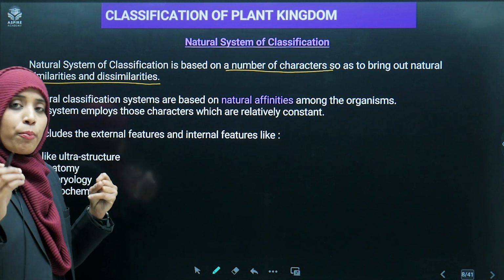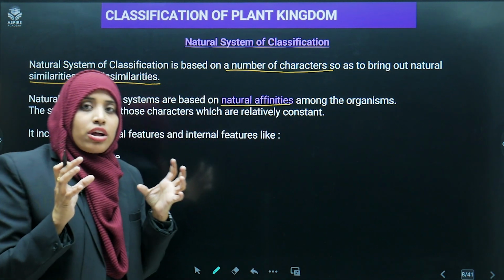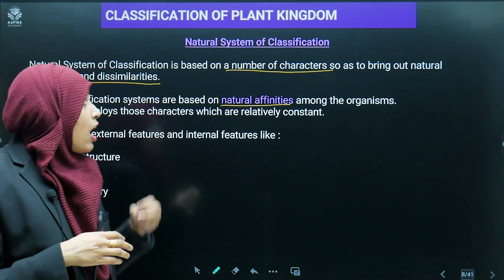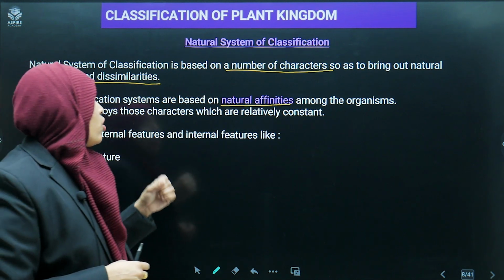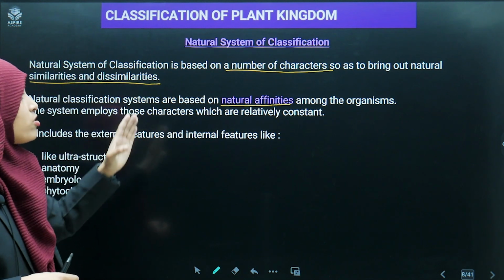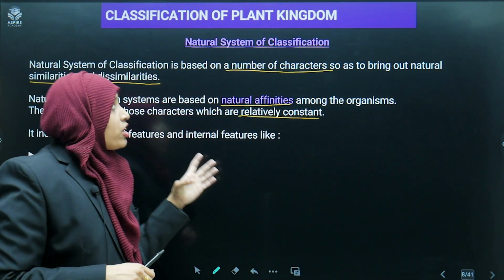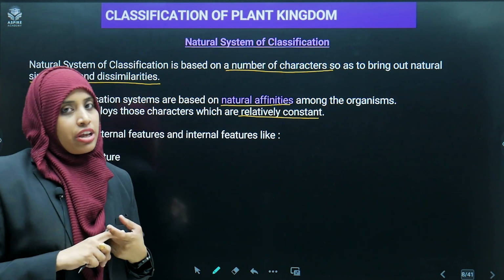And the natural system जो था वो मेन फोकस किस पे करता है, नेचुरल एफिनिटीज, किस तरह से दो प्लांट्स, ओके, मेनी ऑफ द प्लांट्स वर इंटरलिंक्ड, हाउ, व्हाट इज द नेचुरल एफिनिटी और रिलेशन बिटवीन देम. ओके, नाउ दिस सिस्टम एम्प्लॉयज दोस कैरेक्टर व्हिच वाज रिलेटिवली कांस्टेंट. द मोस्ट इंपॉर्टेंट थिंग ऑफ द नेचुरल सिस्टम ऑफ क्लासिफिकेशन, द कांस्टेंट कैरेक्टर वाज टेकन.